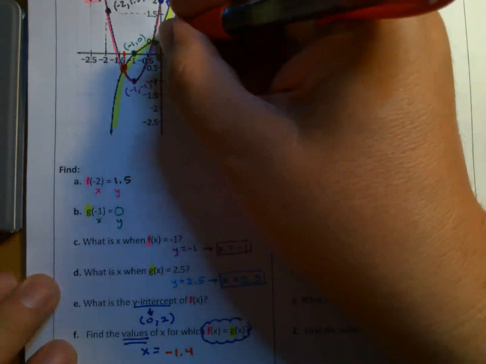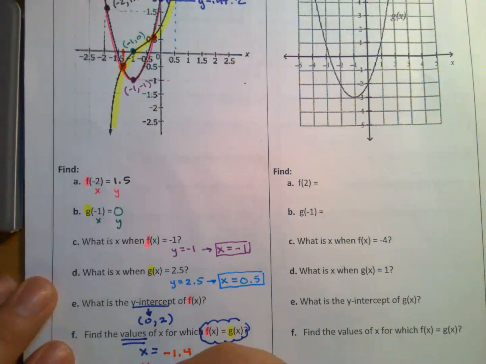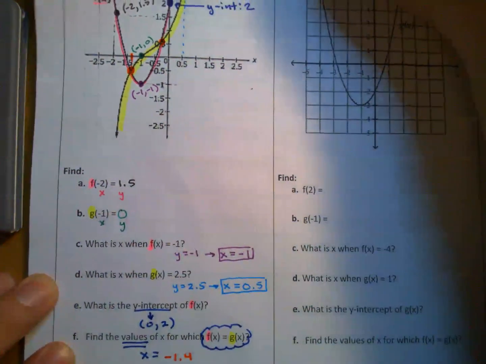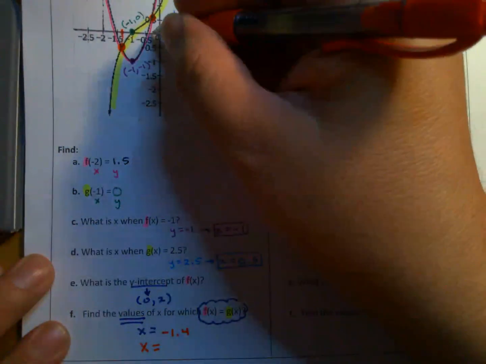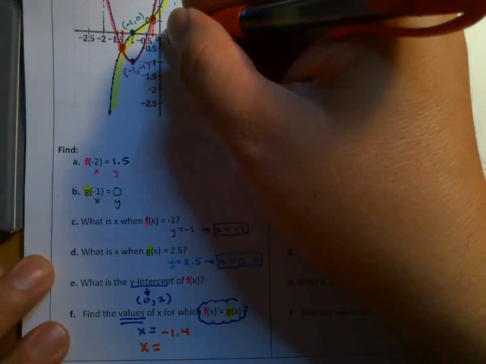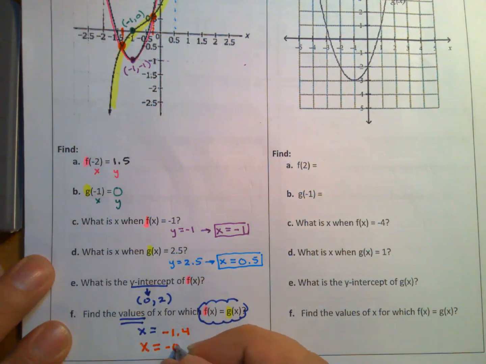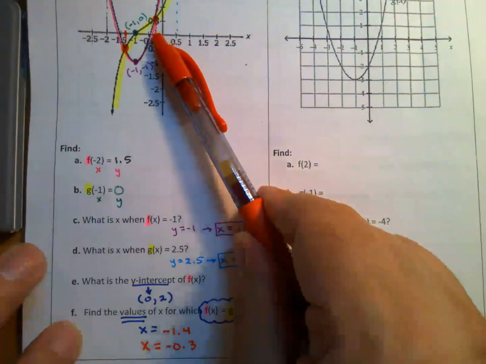But they also meet right here. They're meeting at 2 spots. That's why I need to name 2 x's. I have 2 answers for this problem. They meet at this x right here, which once again is weirdly numbered, somewhere between 0 and negative 0.5. I'm just going to say negative 0.3 just to get an idea of what we're talking about.